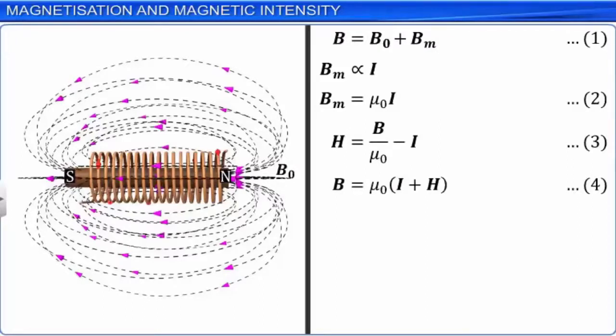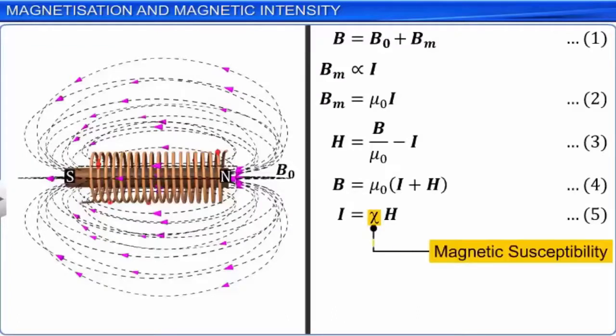It depends on the nature of the material, which represents the degree of magnetization in response to an external magnetic field. The value of magnetic susceptibility is small and positive for paramagnetic materials. It is small and negative for diamagnetic materials.